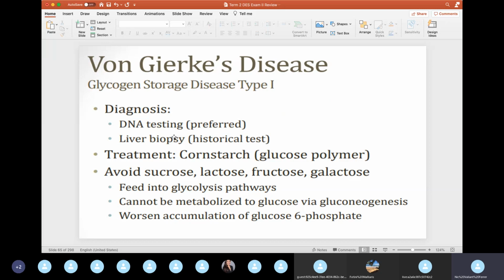How are we going to diagnose? Biopsy before, but now you do DNA testing, right? Treatment: cornstarch. Give cornstarch. It's a glucose polymer. However, you avoid sucrose, lactose, fructose, your simple sugars, and galactose. Why? Because these feed into the glycolytic pathway, and remember, it worsens accumulation of glucose 6-phosphate. You cannot convert glucose 6-phosphate to glucose, okay? Because you cannot make glucose via gluconeogenesis, since you don't have glucose 6-phosphatase.